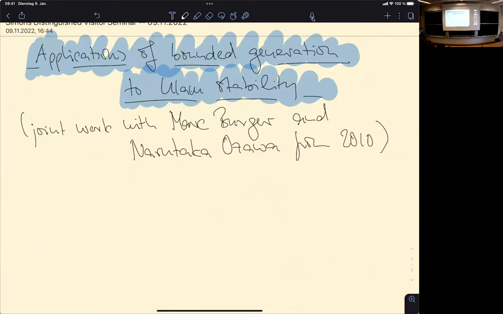I just remind you that it's kind of analogous to the lecture we had last week by Michael Chapman, who showed the application of bounded generation to permutation stability. So we'll see the connection and the differences. Andreas, the stage is yours.